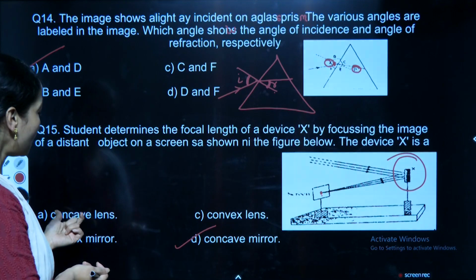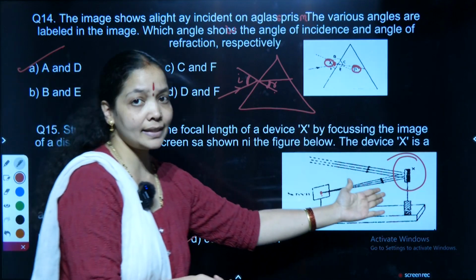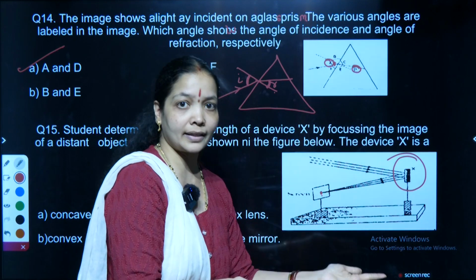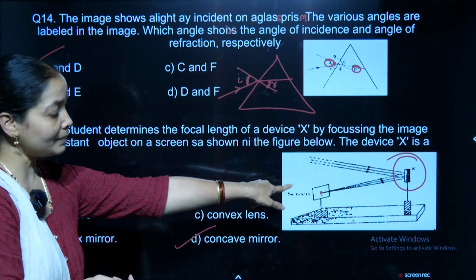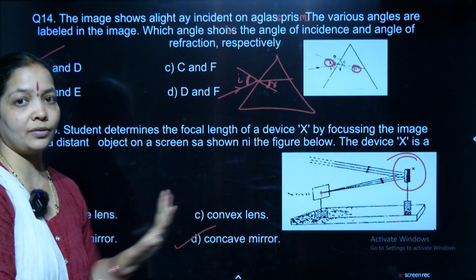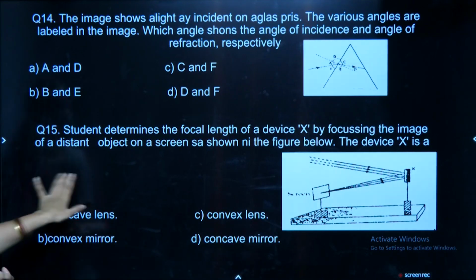I cannot go for concave lens or convex lens because the rays are reflecting back, they are not refracting. Hence lens option is ruled out. I have to go for mirror only. Since it is meeting at one point, it will be a concave mirror. Okay, moving to the 16th question.